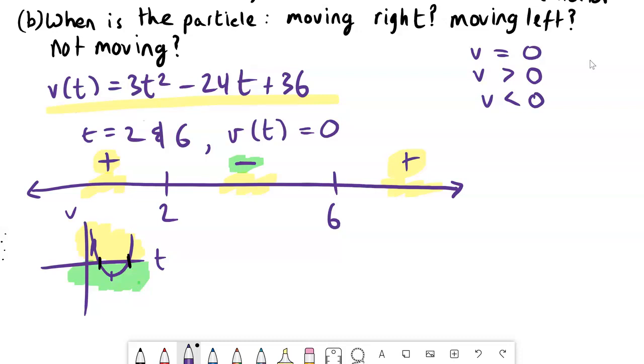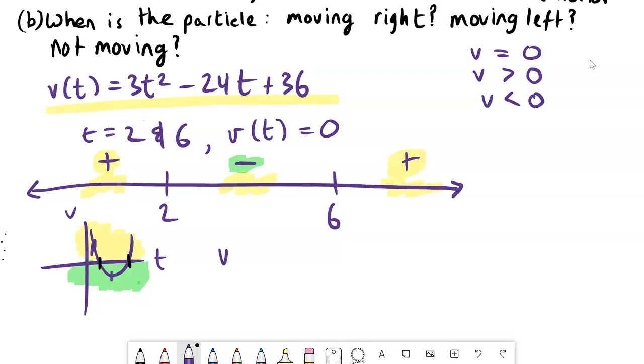So now we have what? We have these values, right? What does this tell us? It tells us this section is moving right, this section is moving left, this section is just moving right. So how do we show that in terms of math, right?